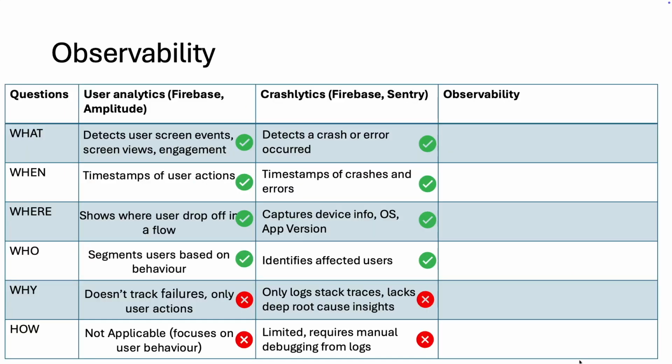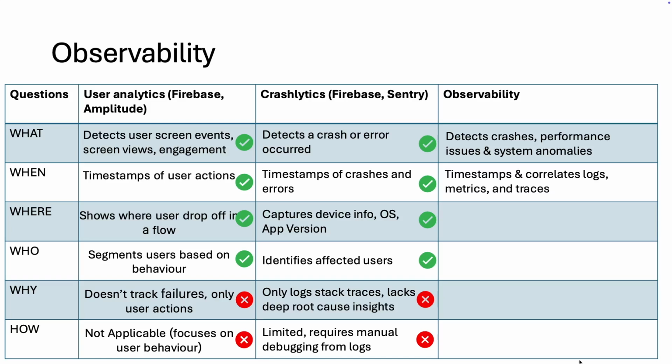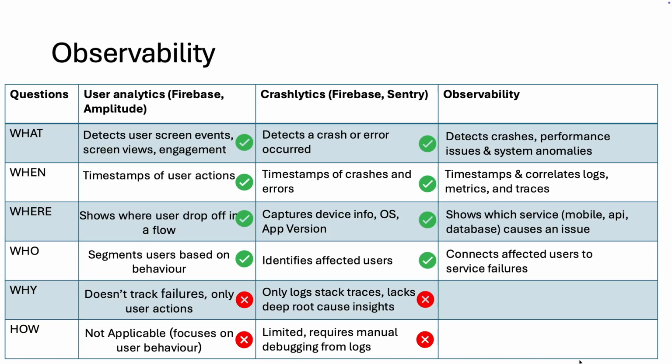What observability tools allow you to do is answer what, using the ability to detect crashes, performance issues and system anomalies. So there they are doing the work of Crashlytics and user analytics both. They have timestamps of all the error logs, metrics and traces. They show which service, that is either mobile, API or database, is causing an issue. So they are able to answer the where it happened question. And then it connects the affected users to the service failures, so it is able to answer who is the affected party.